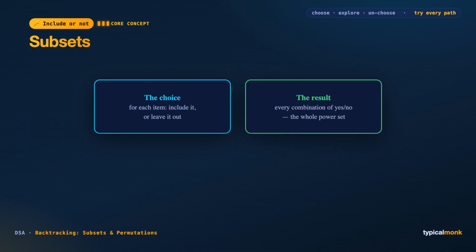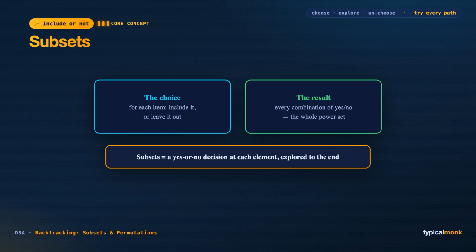Now apply the rhythm. Choose: include this item. Explore all the choices for the remaining items. Then unchoose it: take it back out and leave it out, and branch instead. When you have made a decision for every item, the subset you have built is complete. Record it. Do this for all items, and every possible combination of yes and no gets generated exactly once.